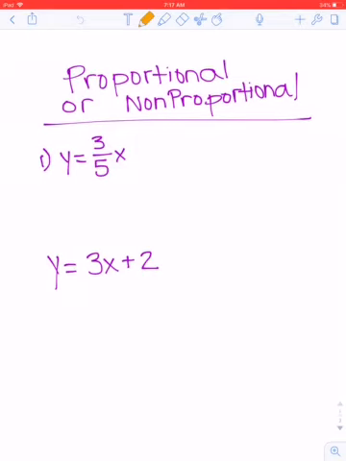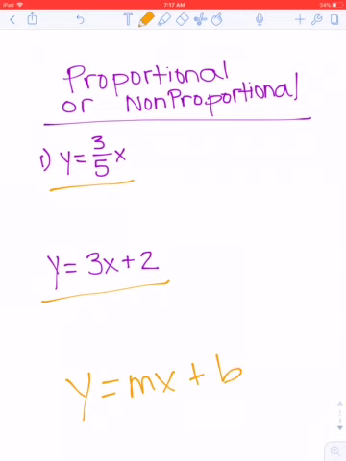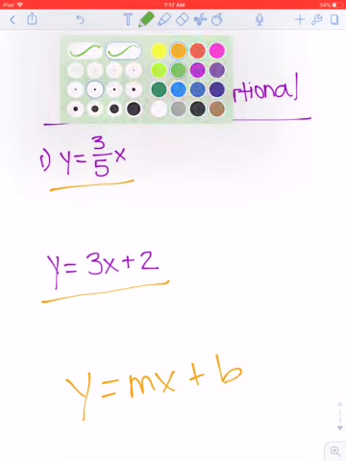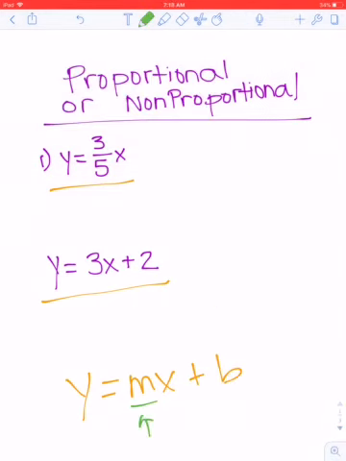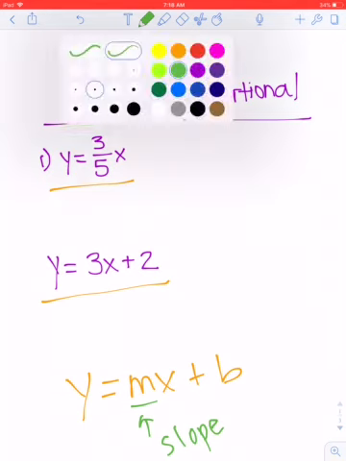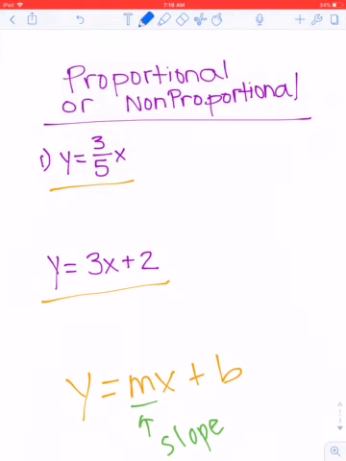The first type of questions you're going to see are equations that look like this: y equals 3/5 x, or something like y equals 3x plus 2. The thing to remember is equations we're always going to look at in this form: y equals mx plus b. In this form, m is always my slope, how much my equation is changing by, or the rate of change. B is always my starting value.